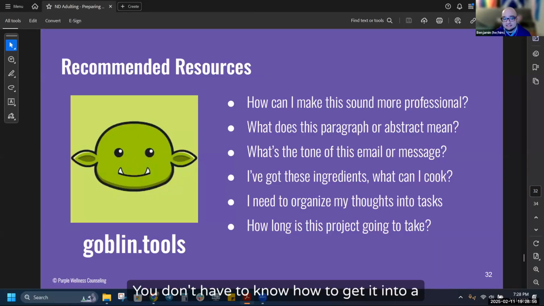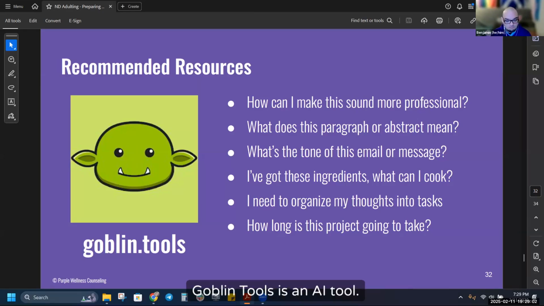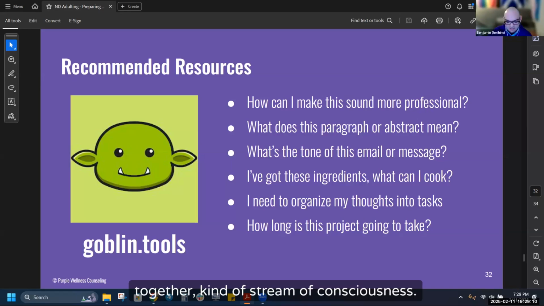You don't have to know how to get it into a list. This is a tool. It is admittedly an AI tool, right? Goblin Tools is an AI tool. But it has a pretty good tool to help, okay, if I got all these jumble of ideas, I'm going to put them all down together, kind of stream of consciousness, and then it'll help you organize it into something you could do with it.